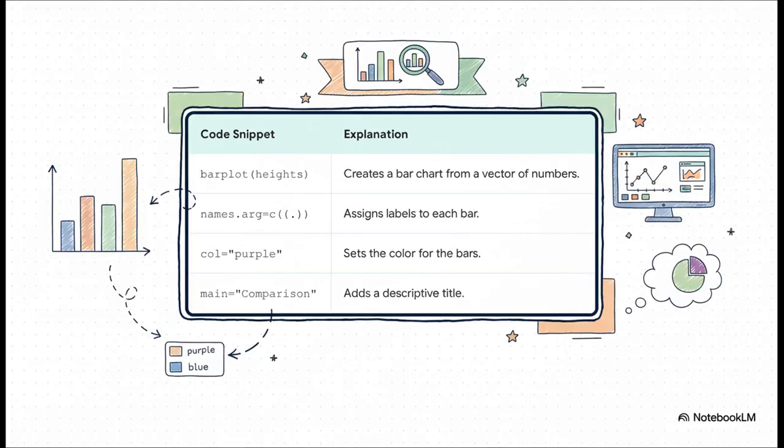Okay, moving on to barplot. Now don't get this confused with a histogram. A histogram shows the distribution of one thing. A barplot is all about comparing different things, different categories. And the magic ingredient here? It's names.arg. Without it, you just have a bunch of unlabeled bars. This is how you give each bar a name, which is kinda crucial for making sense of it all.